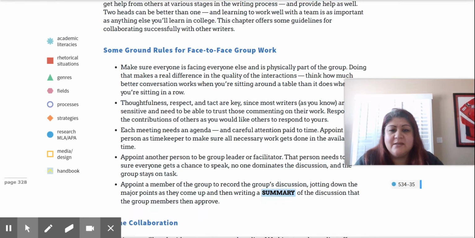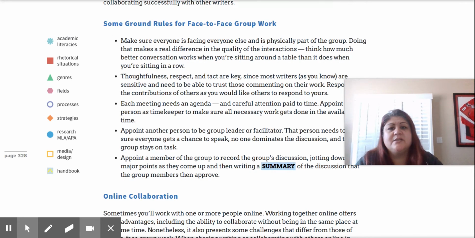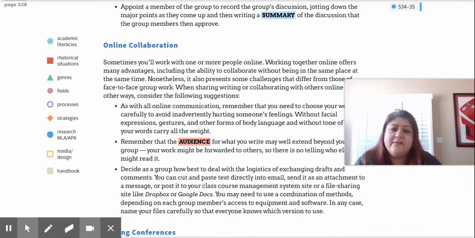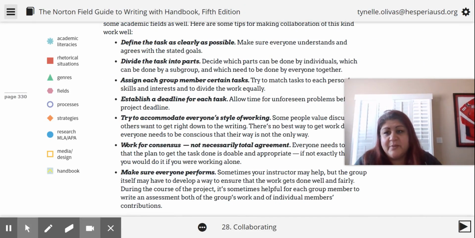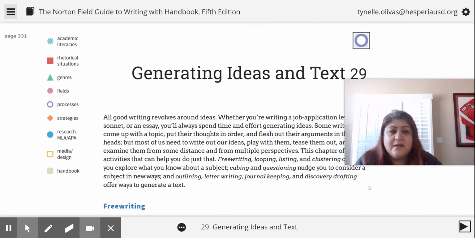So chapter 28 talks about collaboration, setting groundwork, and even has a section on online collaboration, which obviously applies to us. Then, of course, there's information about group projects, which this technically is. And then chapter 29 talks about generating ideas and text.